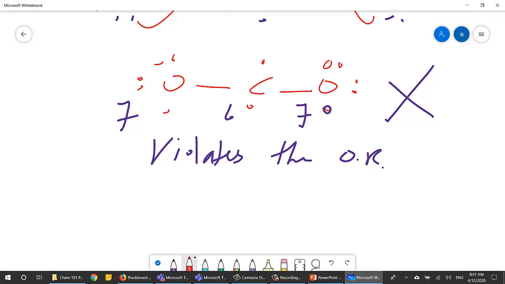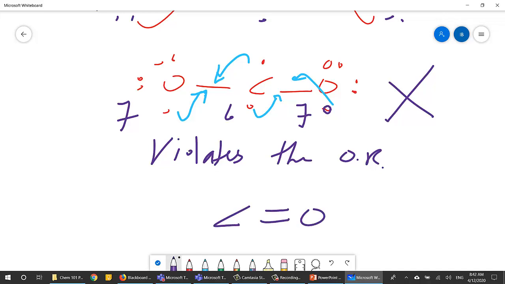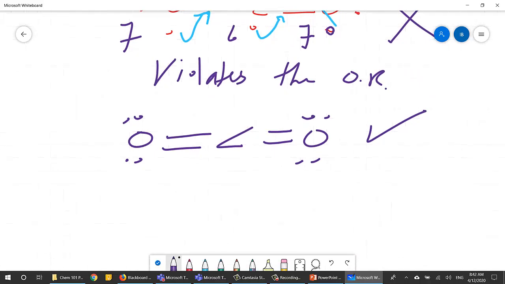which is this odd electron sitting by itself, to be shared with this one, and this one with this one. That would give you a double bond here and a double bond there. This is the very good Lewis structure for CO2. And this one now is 2, 4, 6, 8, and 2, 4, 6, 8.